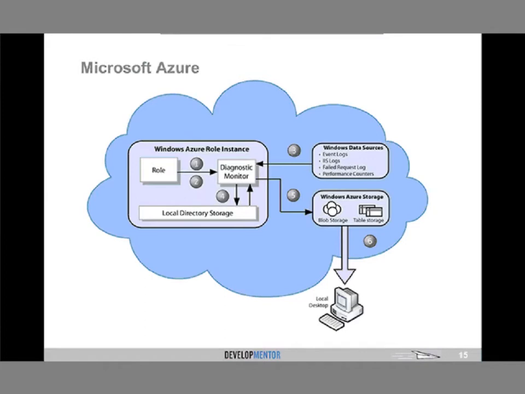Then from another cloud instance or from your local desktop, you can look at the table storage and decide whether or not your application needs to scale up or down. And then there's a separate set of APIs called the service management APIs that allow you to do the scaling.